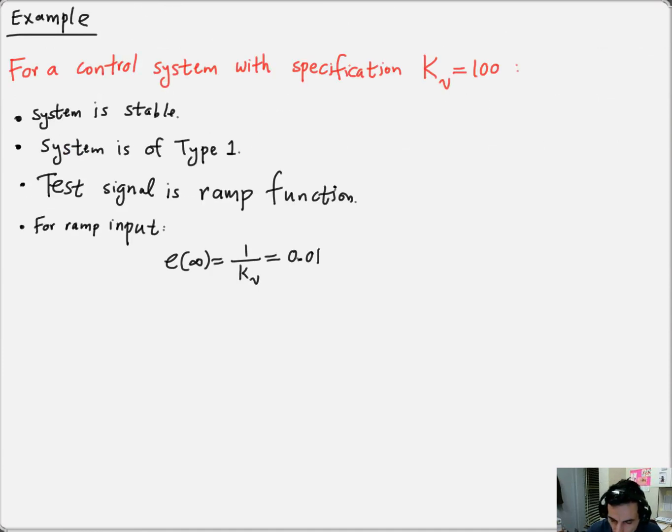So going back to this example, you can figure out that the system is of type 1, meaning that you definitely have just s to the power of 1, or s, in the denominator of the forward transfer function G of s, and your test signal is a ramp function. For a ramp input, the steady state error would be 1/Kv, and since Kv is given as 100 here, the value of steady state error is going to be 0.01. In the next unit of this lecture, I'm going to give you a few examples that cover what I just lectured about.